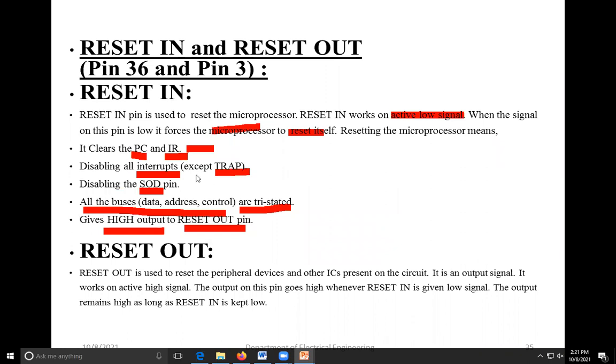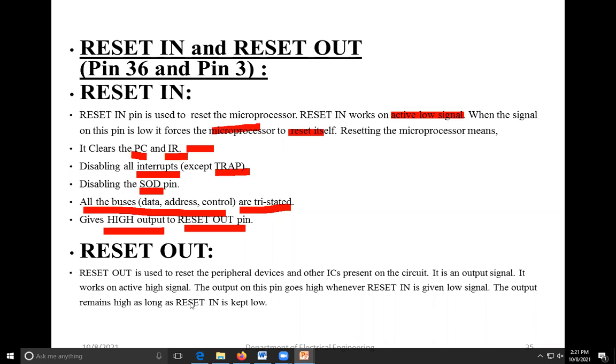So what does reset in mean? What is the function of reset in? You have to clear the program counter, clear the interrupts, clear the serial input data, and clear the data bus and address bus. For the interrupts, you can't disable the trap interrupt. So this is reset in. Next is the reset out.